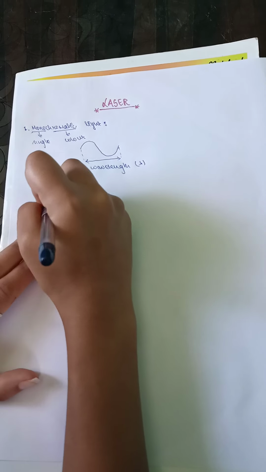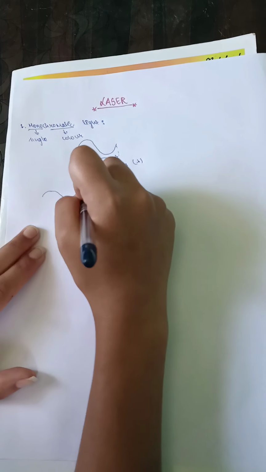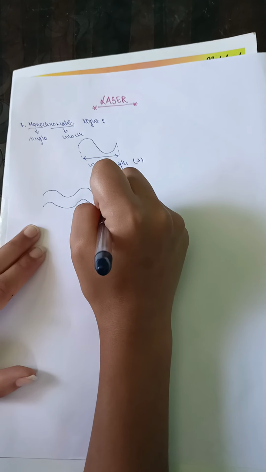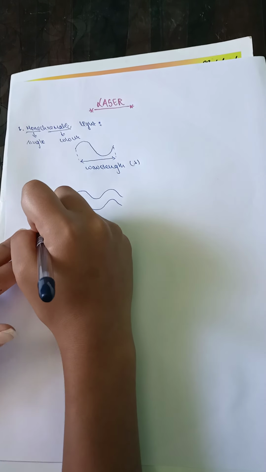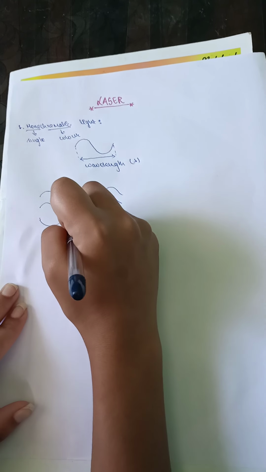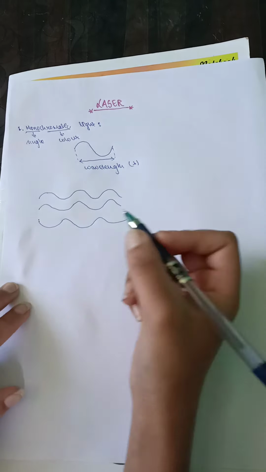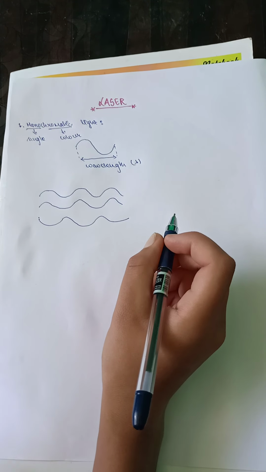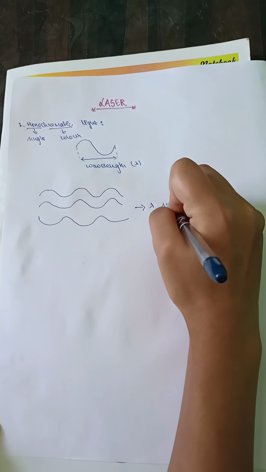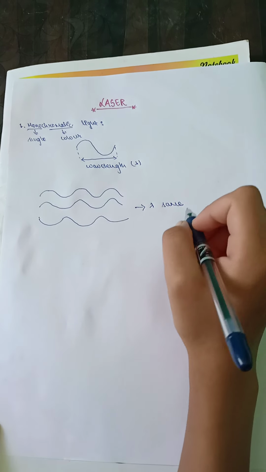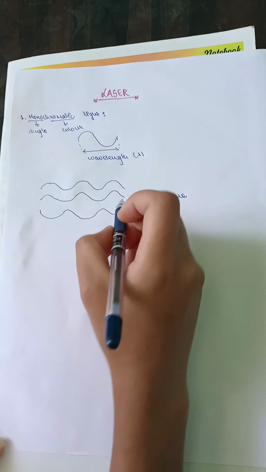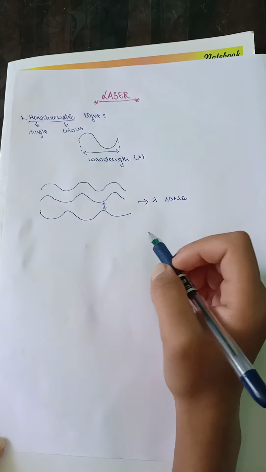Suppose we have these three waves. In these three waves we have the same wavelength, that means lambda is same. That's why we can say that this is a monochromatic source of light. But we can see that the phase is not the same.